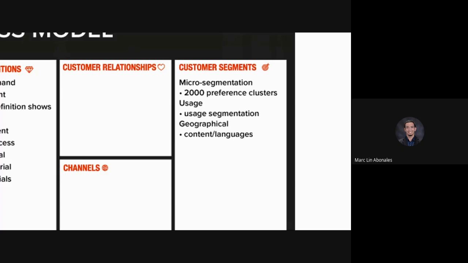Am I correct? Some TV series or movies can only be accessed depending on where you live. For example, if a TV series is available in the UK and you live in the UK, you can access it. But if you are in the Philippines, you cannot access it. So that is geographical content. This is the example for customer segments.